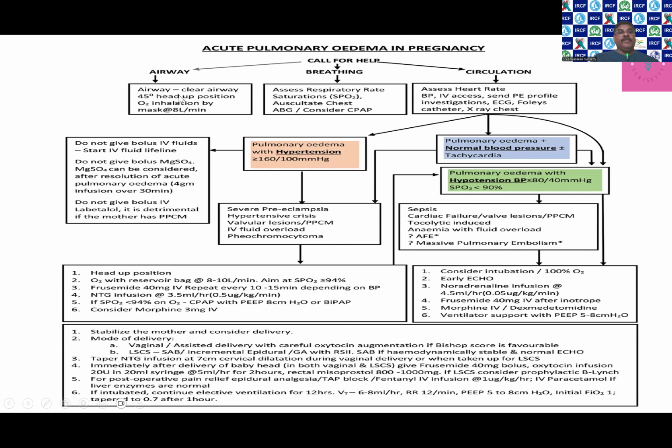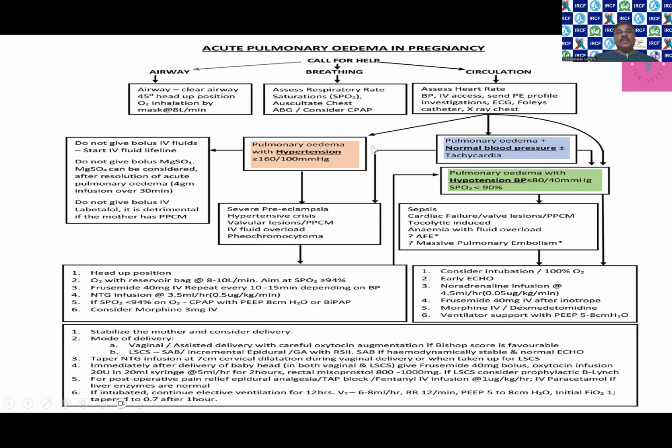You have to clear the airway, position 40 degrees head up, and give oxygen inhalation at 8 to 10 liters per minute. Followed by breathing assessment: monitor the respiratory rate and saturations, auscultate the chest, and immediately send for an ABG, and consider continuous positive airway pressure support. For circulation, we have to assess the heart rate, measure the BP and secure the IV access, send for investigations and ECG, and do Foley's catheterization to monitor urine output. We have to quickly take an X-ray chest.